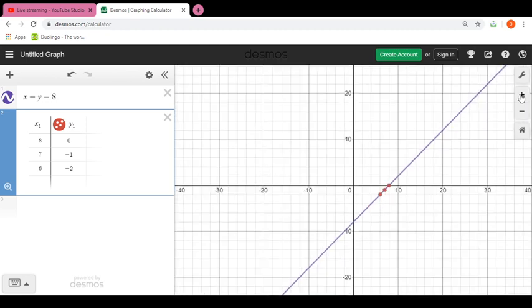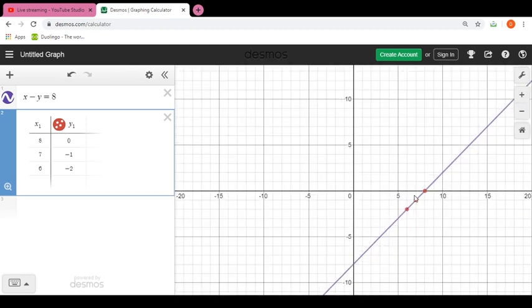This one is x equal to 5, then 6, 7, 8. See, this is 8 comma 0, this point. Then you have this point, 7 comma minus 1, and this point is 6 comma minus 2. So these are the 3 points that give rise to this line.